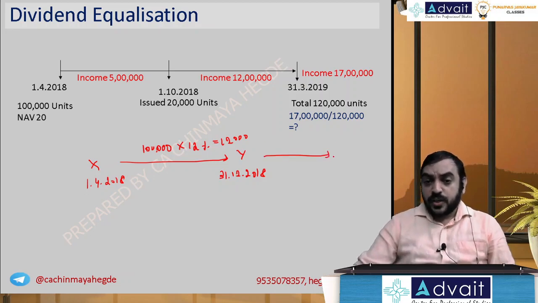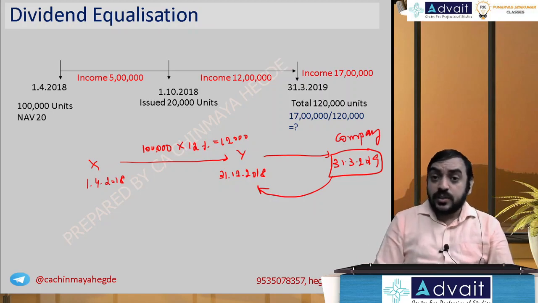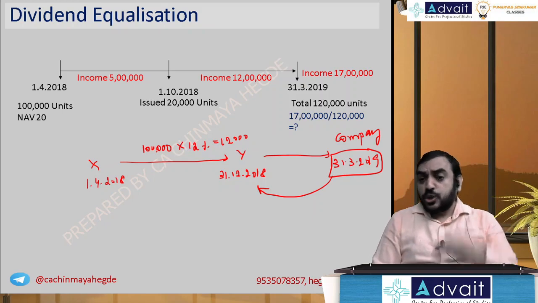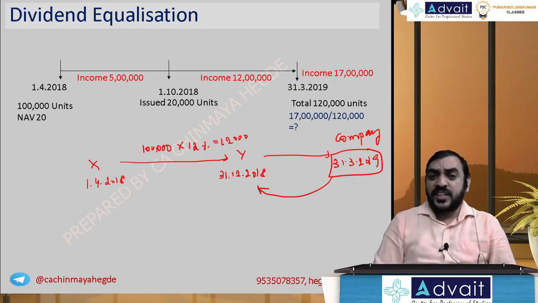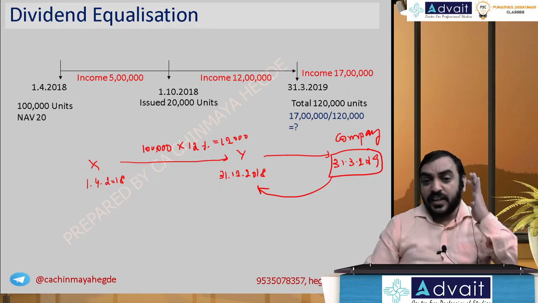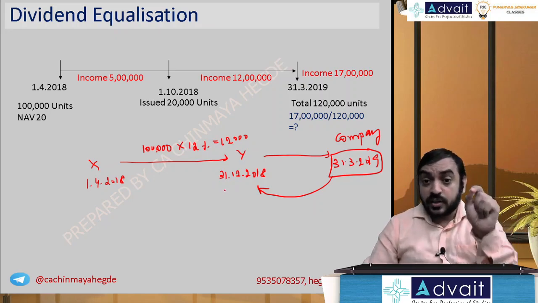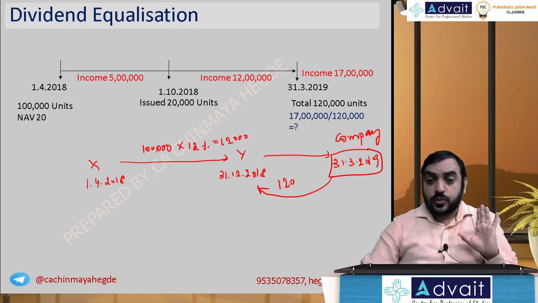On 31st of March 2019, when the company pays interest to Y, how much interest will they pay? Will they pay 12,000, or will they say, you are a holder for 3 months, so we pay you 3 months' interest? The company will not be worried about when you purchased. They can't investigate whether you purchased 3 months back, 2 months back, or 2 days back. They will say, whoever is the debenture holder on 31st March 2019 as per our register of debenture holders, we are paying 12,000 to you.